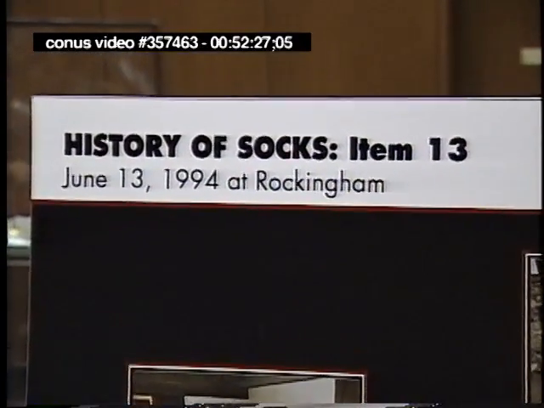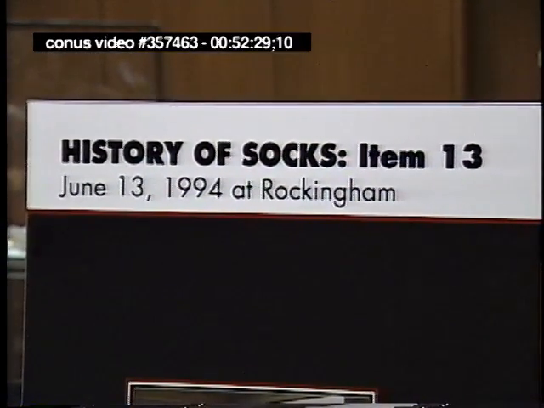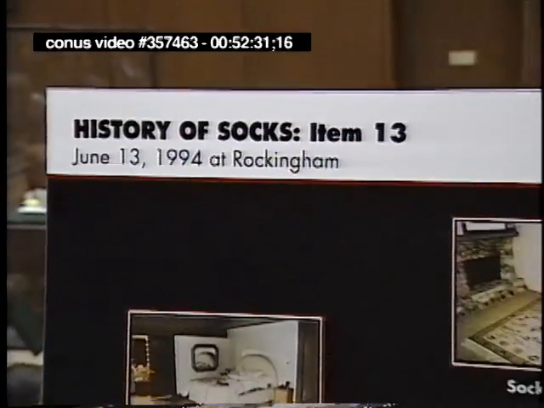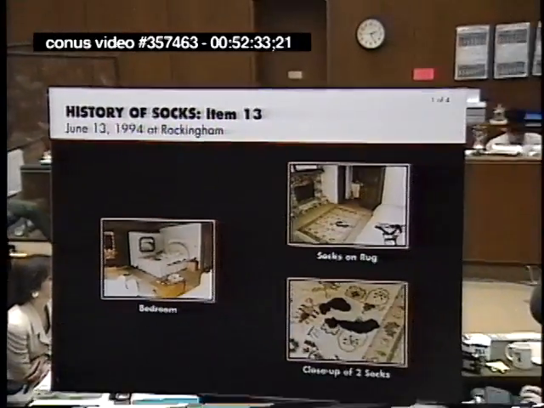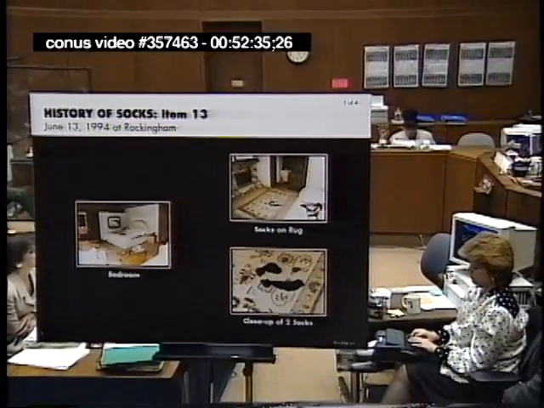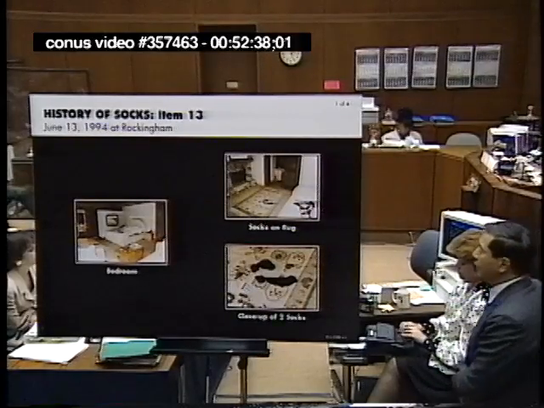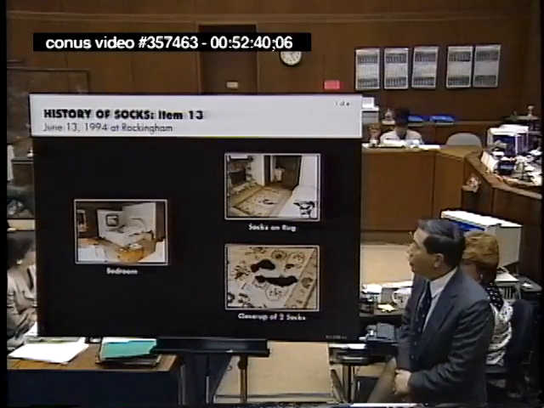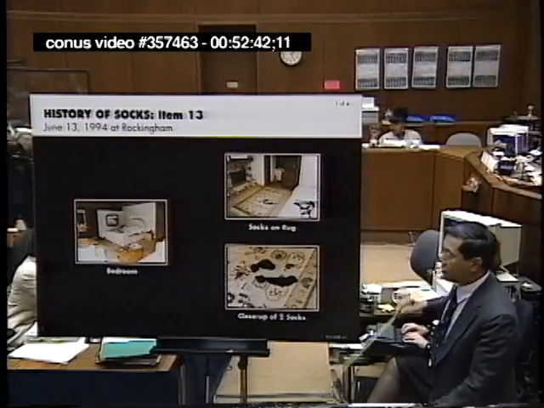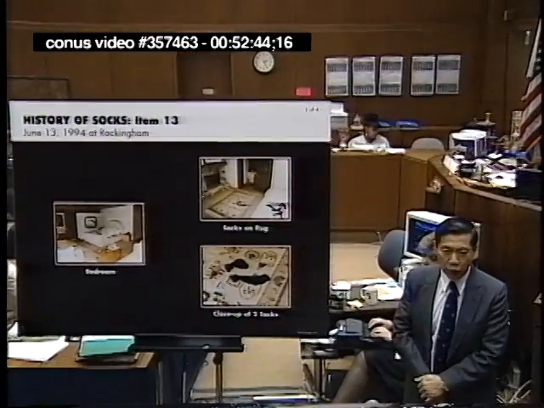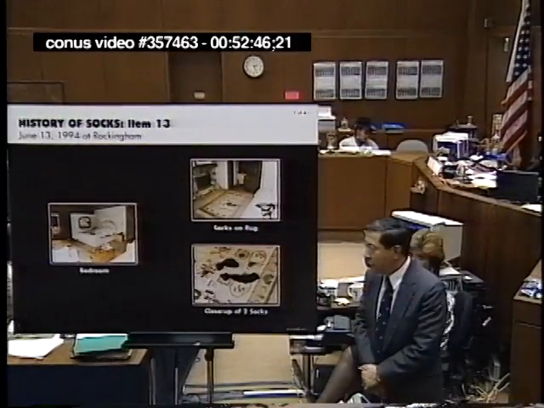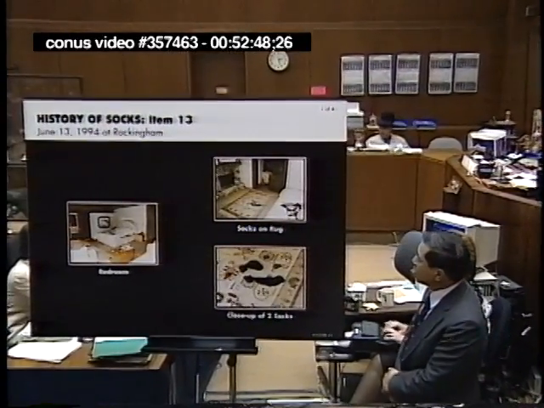Briefly, Dr. Lee, what is this? I don't think there's going to be any foundation for personal knowledge. Overruled. He wasn't there. This board consists of 3 pictures. These 3 pictures were supplied to me by the attorney. Next question.